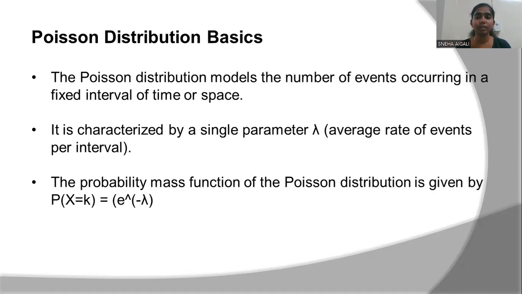Next up, we have Poisson distribution. The Poisson distribution models the number of events occurring in a fixed interval of time or space. Poisson distribution is characterized by a single parameter, that is the average rate of events per interval. The probability mass function of the Poisson distribution is given below, that is P of X equal to k, which is equal to e power sigma.